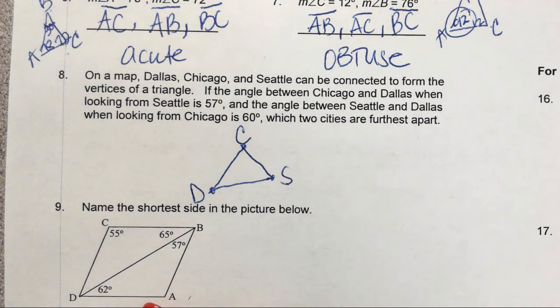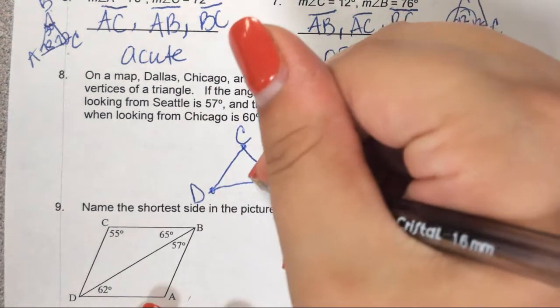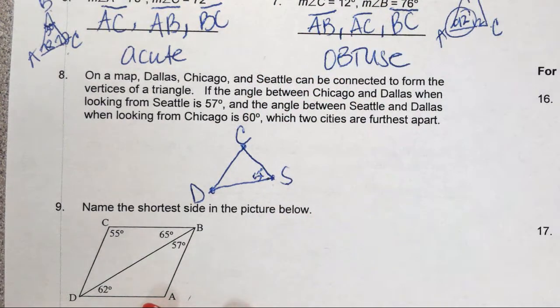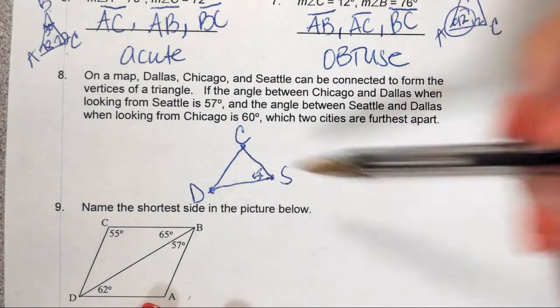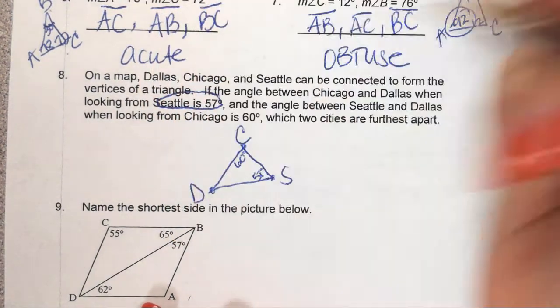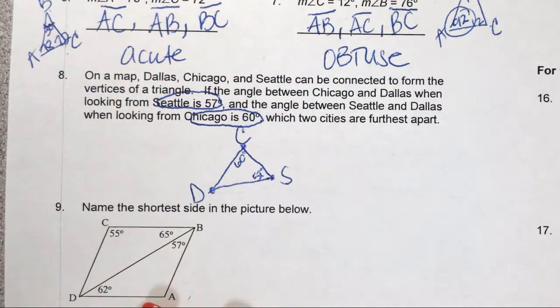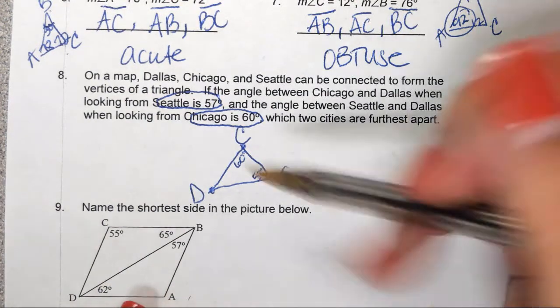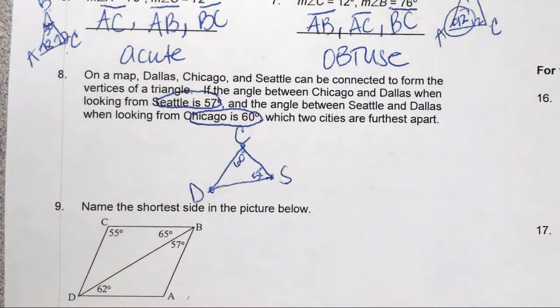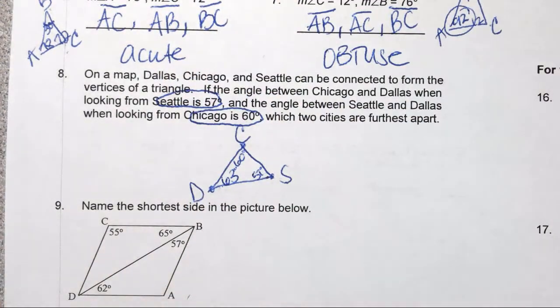If the angle between Chicago and Dallas when looking from Seattle is 57. So what that means is if you're standing in Seattle and looking at those two, it's 57. And the angle between Seattle and Dallas when you're looking from Chicago is 60. So again, Seattle is 57, Chicago is 60. Which two cities are furthest apart? Well, the angle looking at Chicago and Seattle from Dallas is, let's see, 60 plus 57 is 117, and then when I subtract that from 180, I get 63.